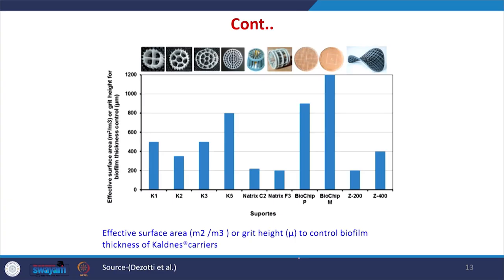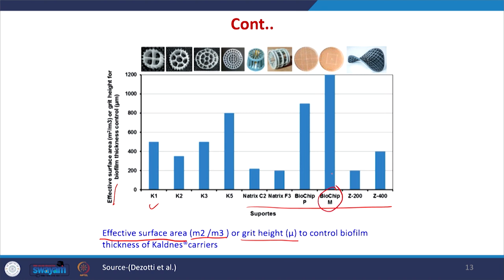The filling fraction that we use will also depend upon the surface area requirement. That means we also want to see what is the volume of these packing materials on which the biofilm has grown. So, the effective surface area, the surface area which is exposed for biofilm growth per meter cube, is important, and this is also referred to as the grid height for these carriers. There are different types of carriers named K1, K2, K3, K4, which have been developed by different companies. Now, the effective surface area is given for each.